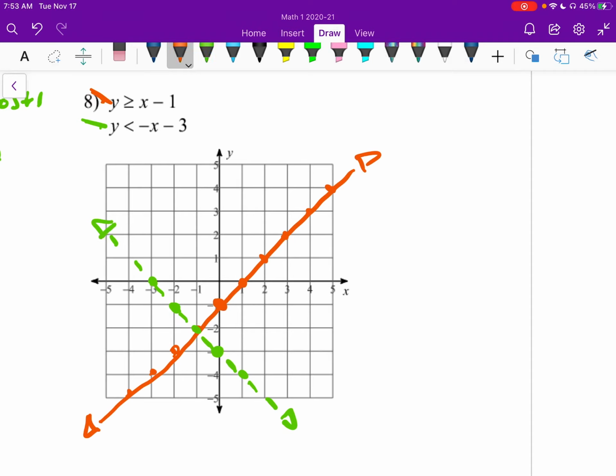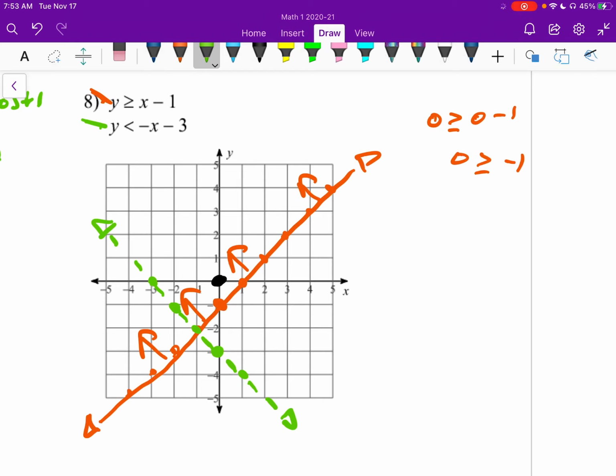Oh, I forgot to plug in points. The orange one will plug in 0, 0, the spot where the axes cross. So 0 is greater than or equal to 0 minus 1. So 0 is bigger than negative 1. Well, that's a true statement. So I'm going to shade towards 0.